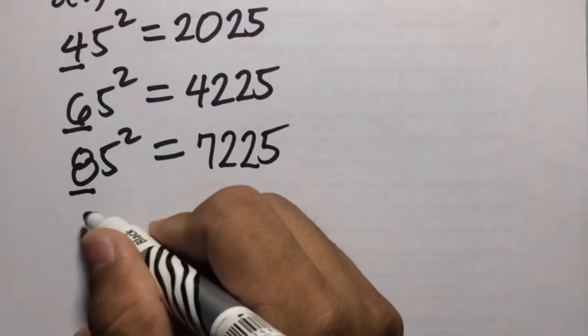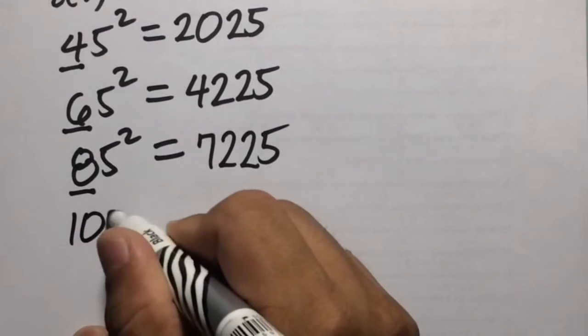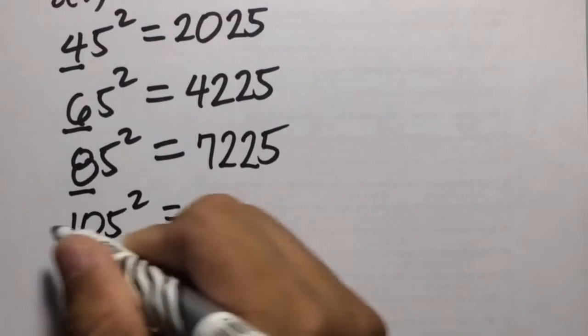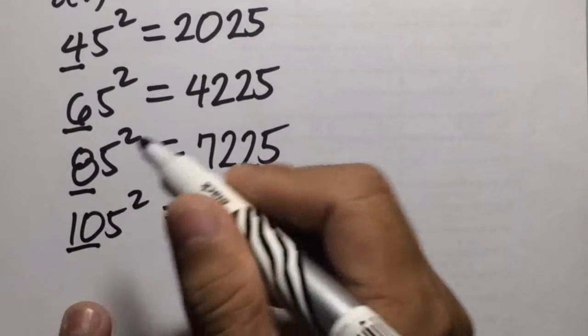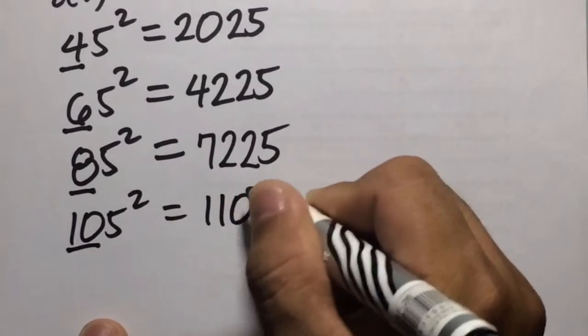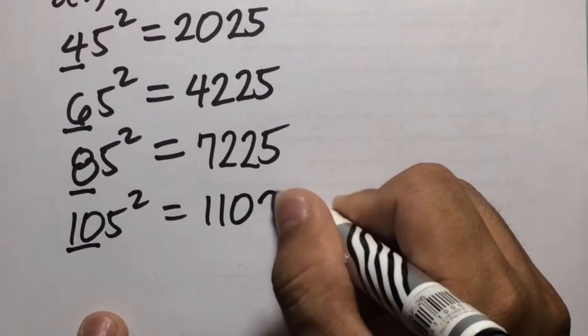Okay, last one. Let's have 105 squared. So we're going to have here 10. Then 10 times 11 will be 110. Then you're going to add here 25.